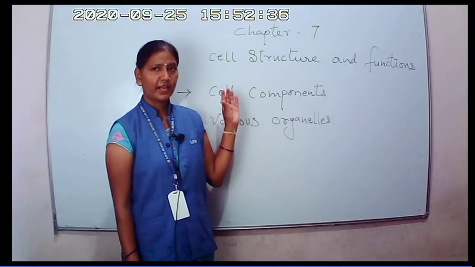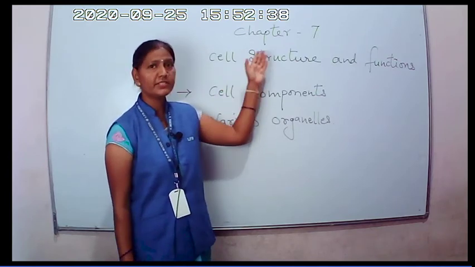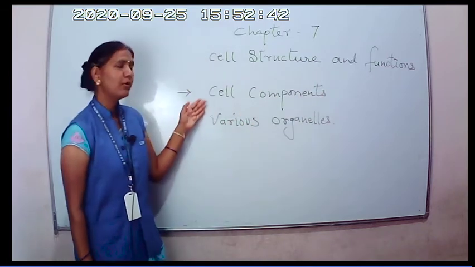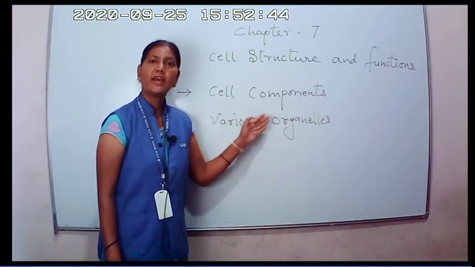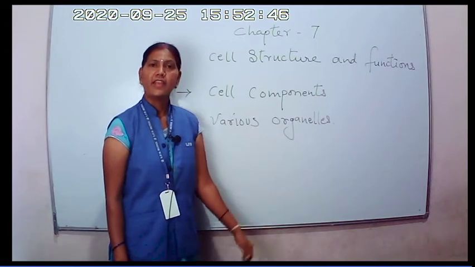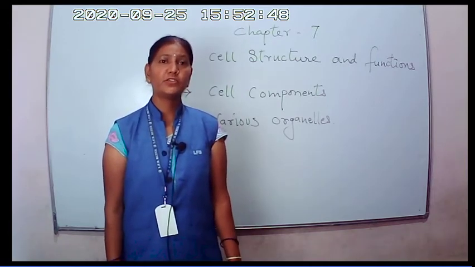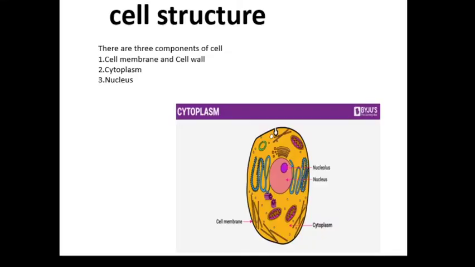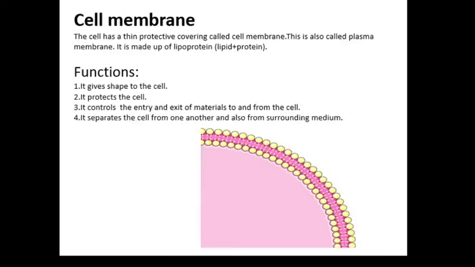In this class, we will continue our chapter 7, cell structure and function. We will learn more about cell components and various organelles. Now, I will show you some slides so you can understand the topic properly. Cell structure. There are three components of cell: cell membrane and cell wall, cytoplasm, nucleus.